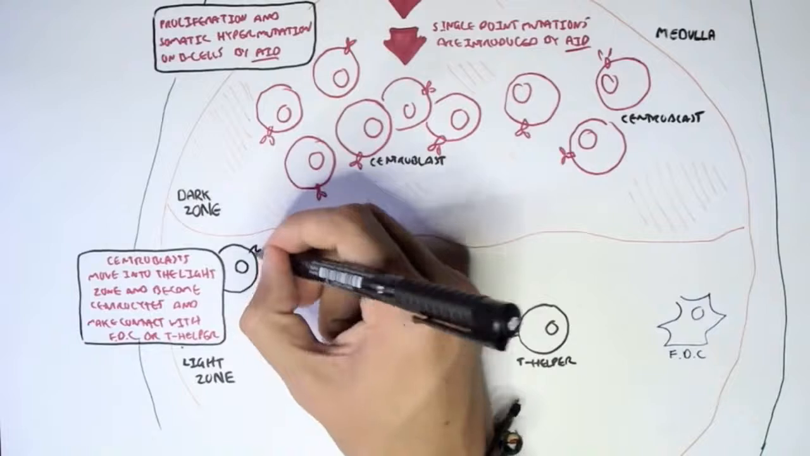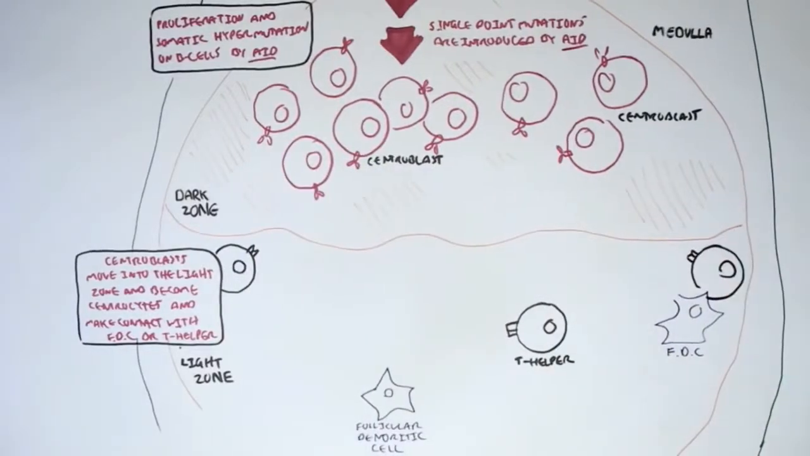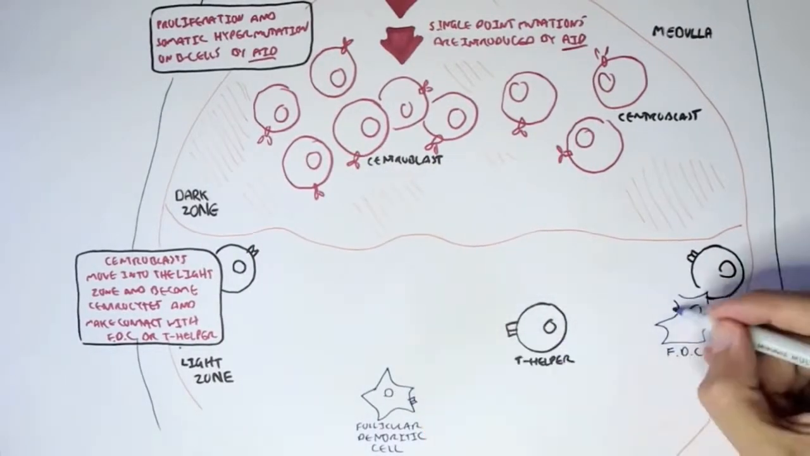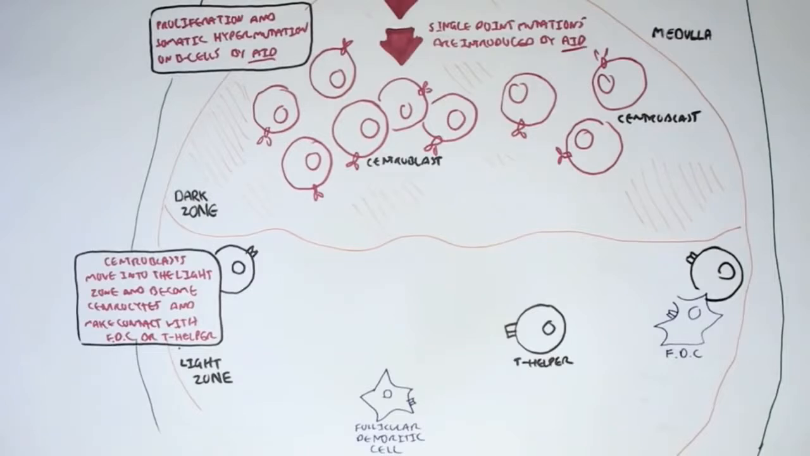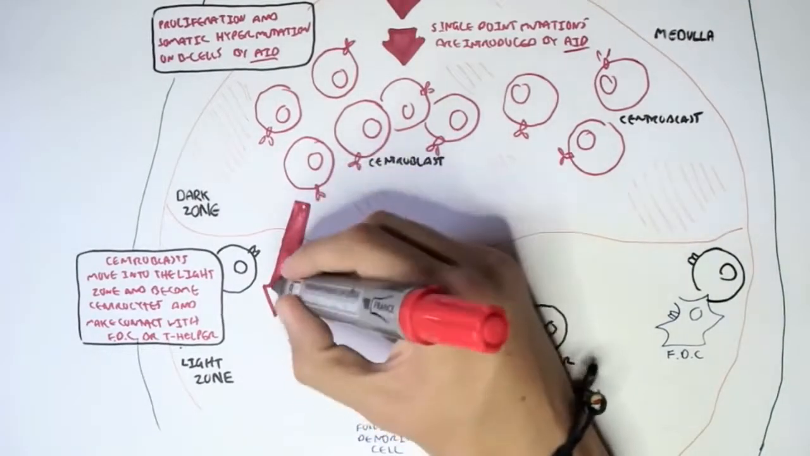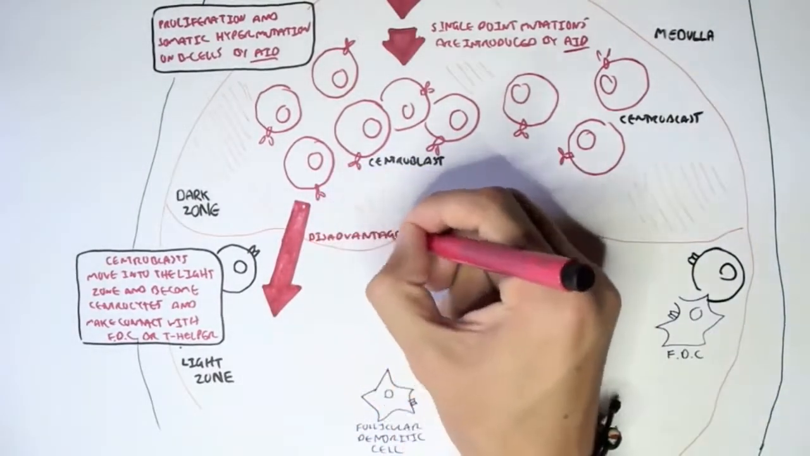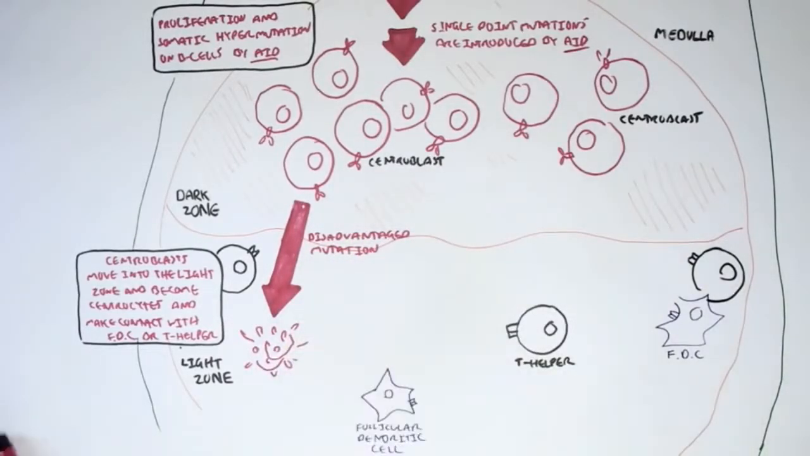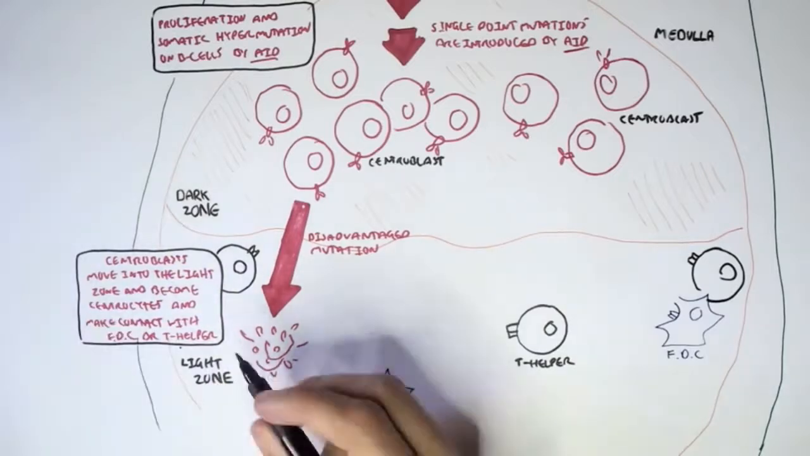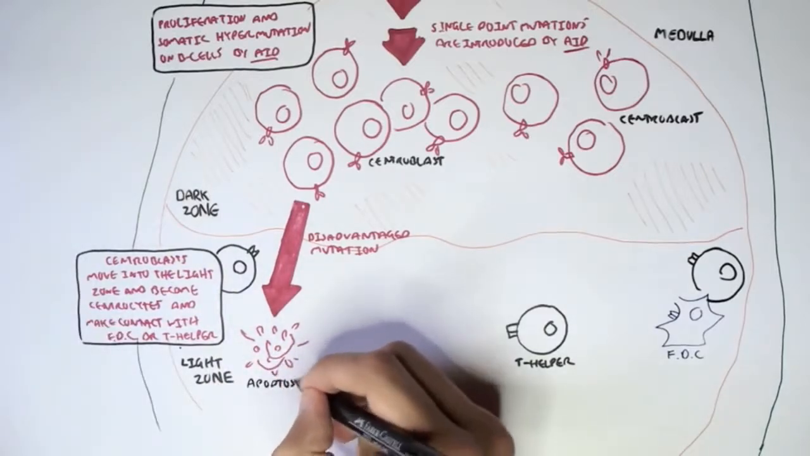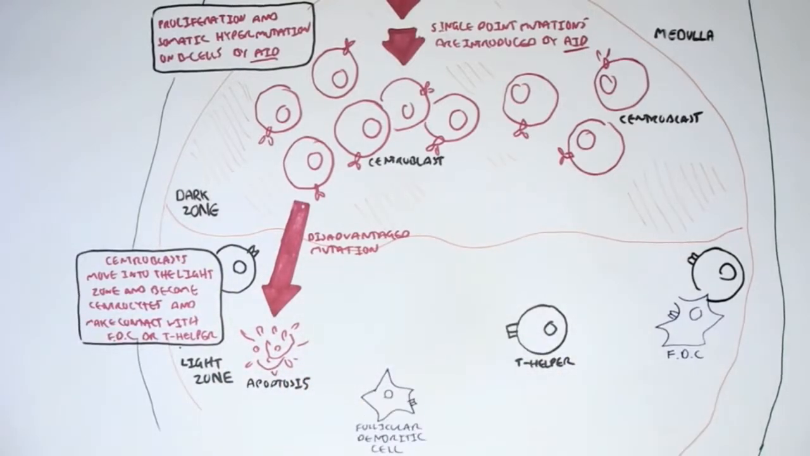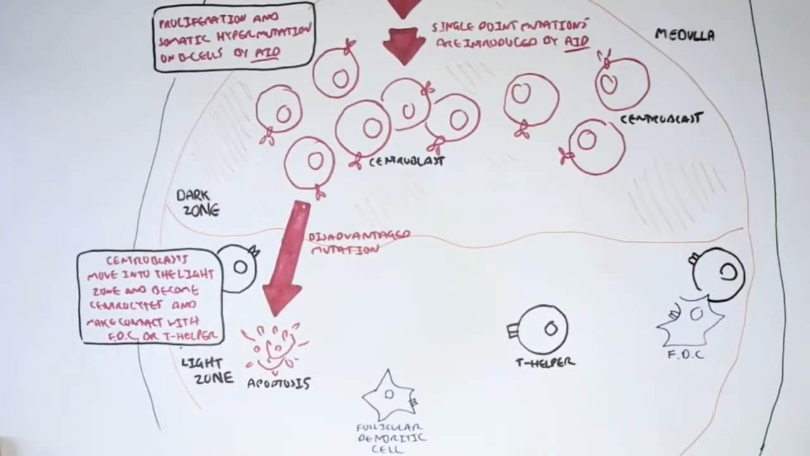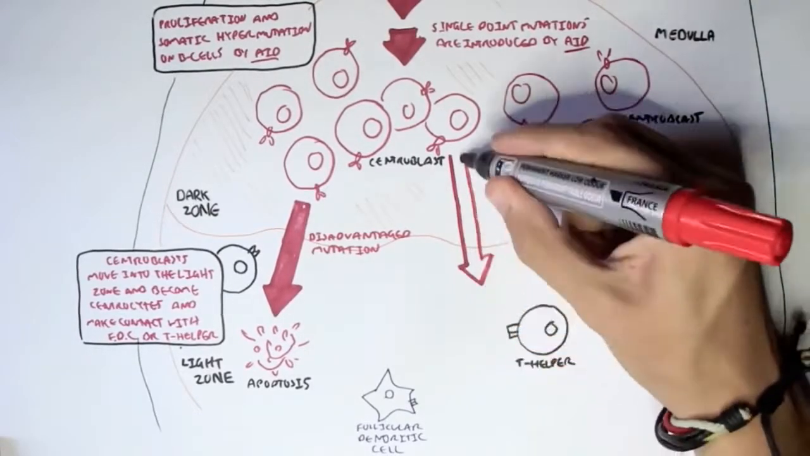Now let's take a particular centroblast. And this particular centroblast had a change in its variable region through hypermutation, but its affinity has decreased. It had a disadvantageous mutation and so goes through apoptosis, cell destruction, because it is not required. It does not recognize the antigen on the T cell or follicular dendritic cell. Let's look at some other centroblasts.